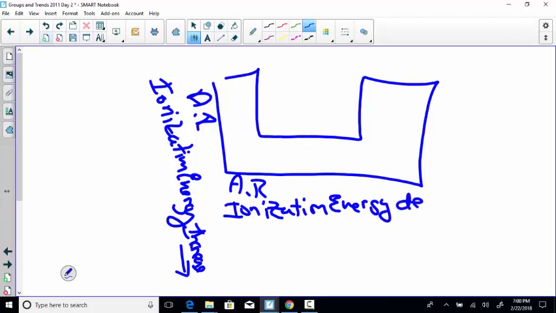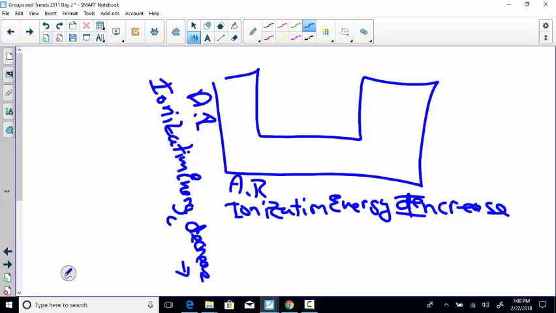Excuse me, I did that backwards. Sorry. Ionization energy decreases as we go down, and ionization energy is going to increase across here. Sorry about that. Okay? So, hopefully you're making your table neater.